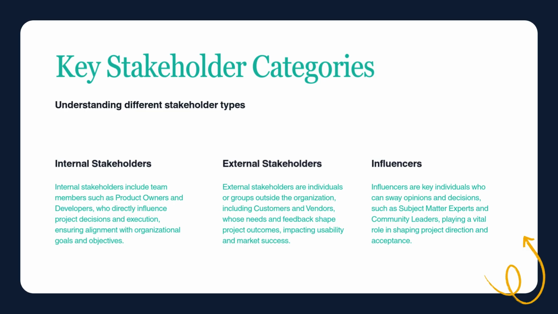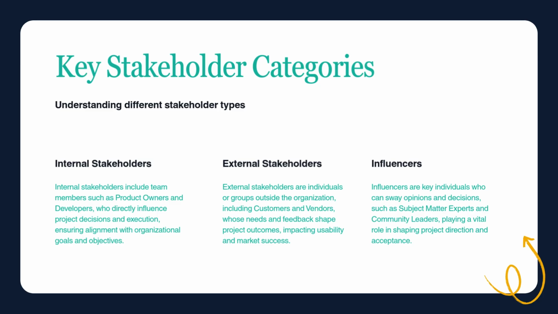Finally, we have influencers. These are key figures like subject matter experts and community leaders. They can significantly sway opinions and decisions. Their role in the project is vital in guiding the project's directions and acceptance. So, it is very important that you understand these roles for a successful stakeholder mapping.